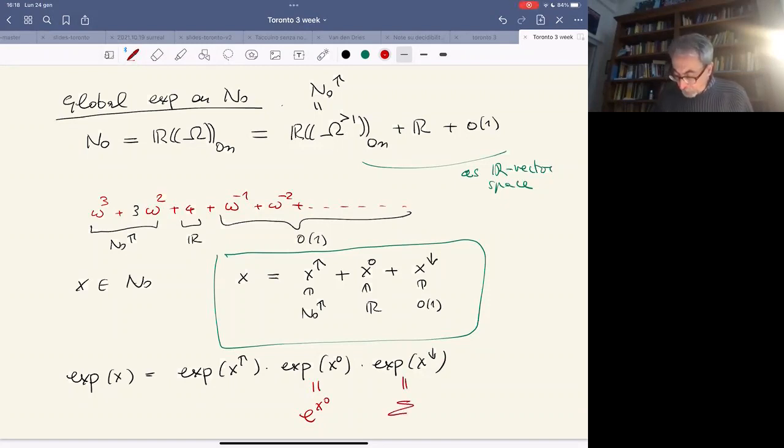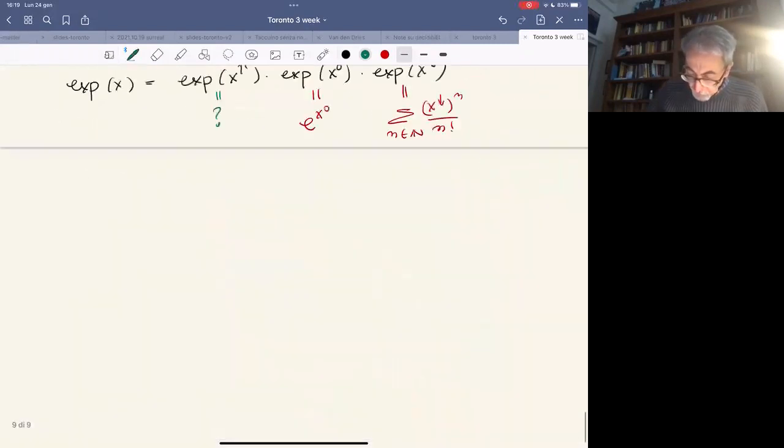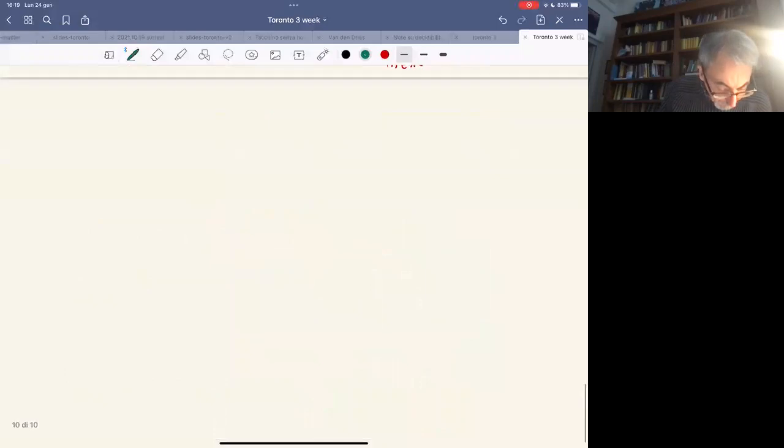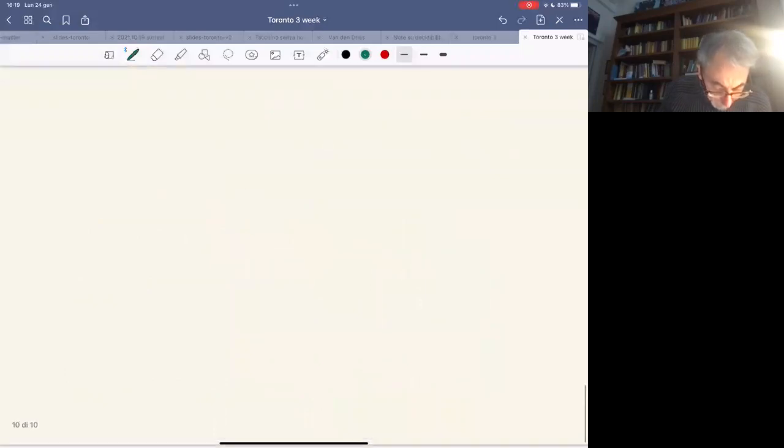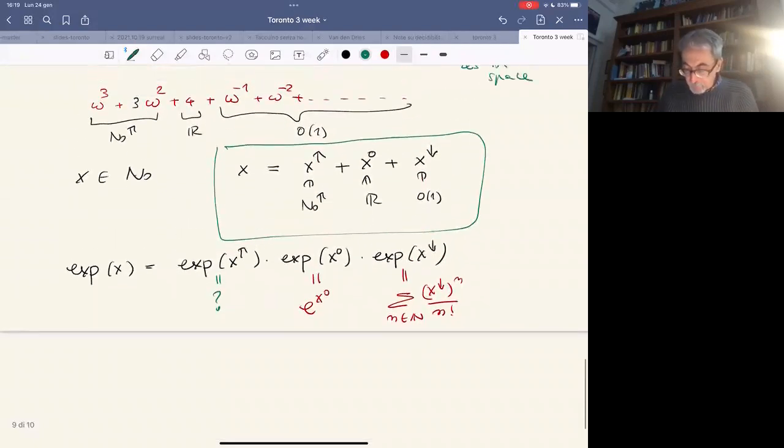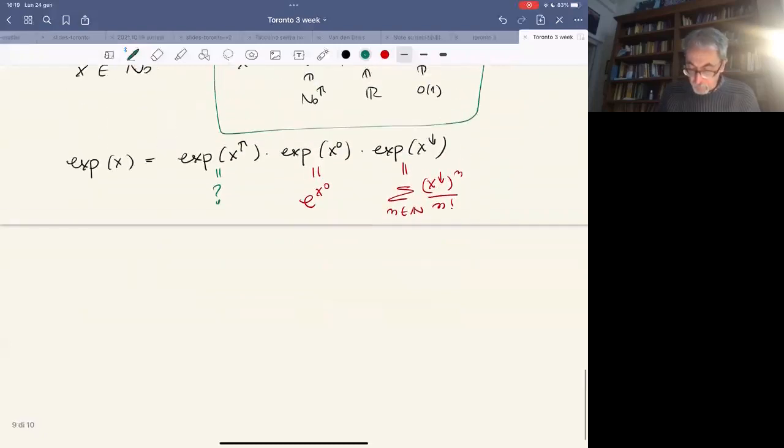On the infinitesimal part, you can use the Taylor formula. So the problem is how to define the exponentiation of a purely infinite surreal number. In particular, you would like to define exp of omega. And again, you cannot use the Taylor formula because the Taylor formula that you get is not summable, right? Okay, then you do the following. First of all, you define the exponentiation of an infinite monomial. So the heuristic is that you want something which grows faster than any polynomial.